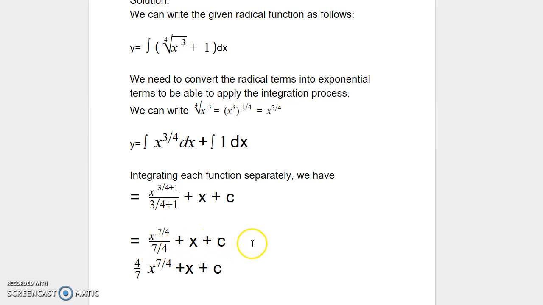So 7 over 4 is in the denominator, and we're going to bring it to the side of the expression. That converts to 4 over 7 x to the power of 7 over 4 plus x plus c, where c is a constant of integration.